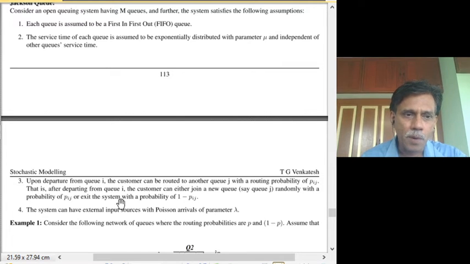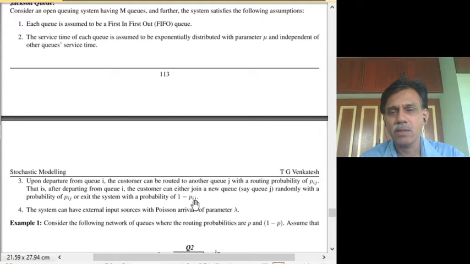So the probability of exit is 1 minus sigma over j of P_ij. Again, the sigma is missing here. Sigma over j of P_ij is the probability of going, after departure from the ith queue, to the jth queue, including i. You can call it recirculating in the queuing system. With 1 minus sigma over j of P_ij, you depart the entire queuing system. And this is the external arrival rate.